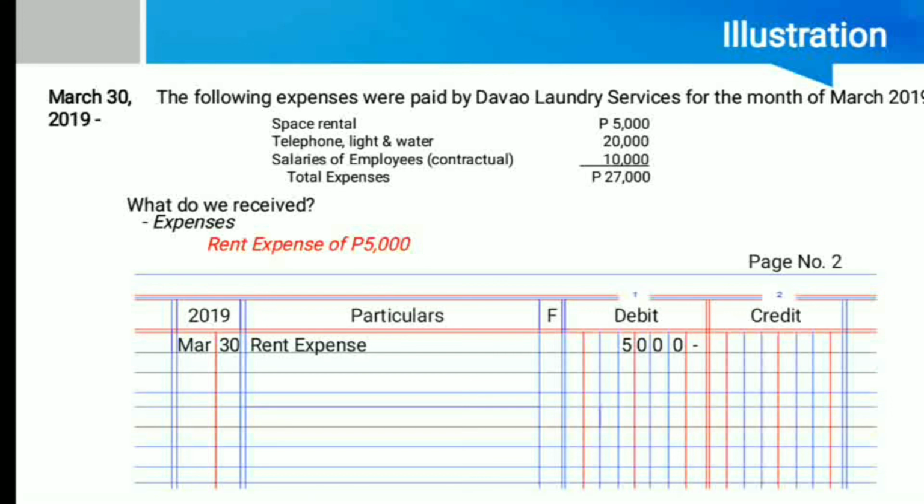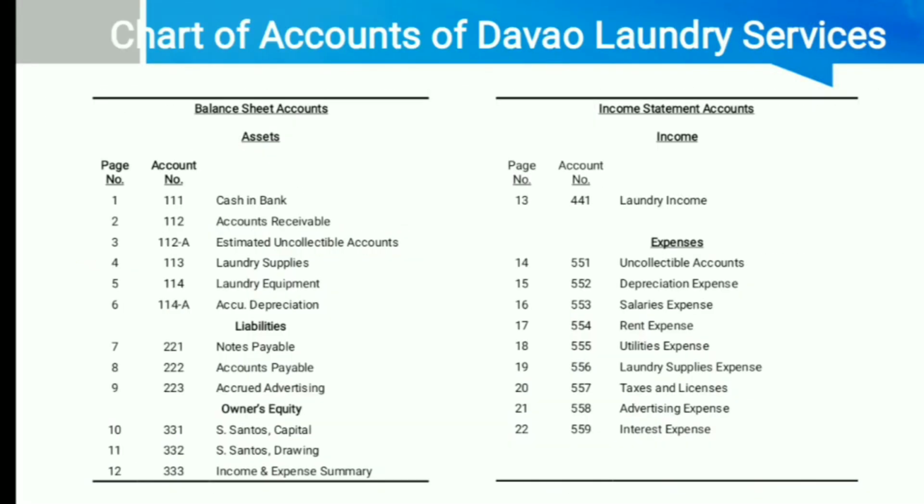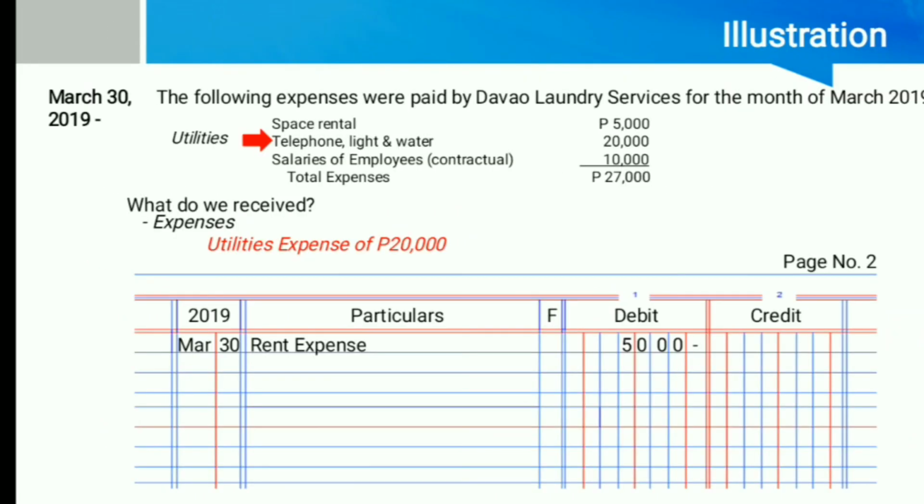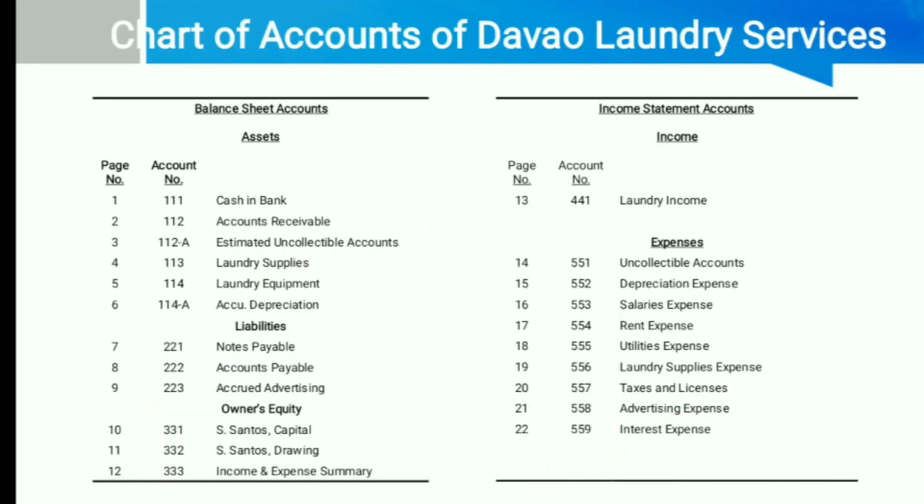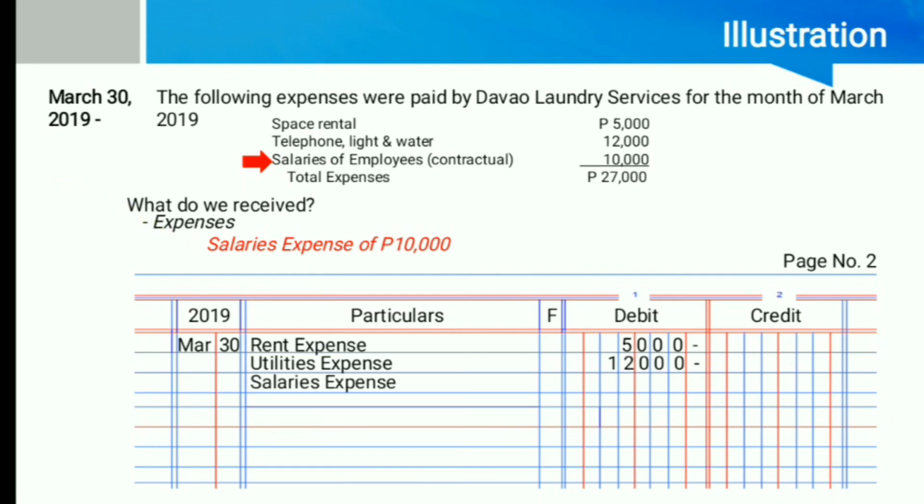Another expense is the telephone, light, and water for 20,000 pesos. So these are utilities. The appropriate account title to describe this one is utilities expense. So our debit entry, we have utilities expense of 20,000 pesos. Another expense is the salaries. The appropriate account title to use would be salaries expense. So we have another debit entry of salaries expense of 10,000 pesos.